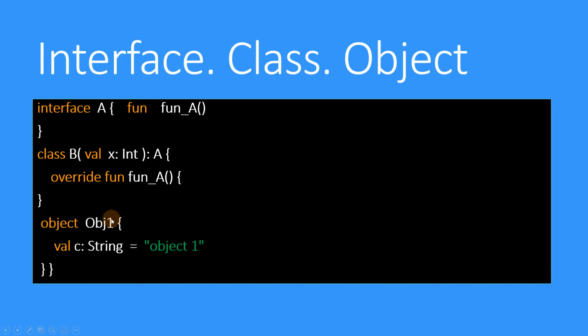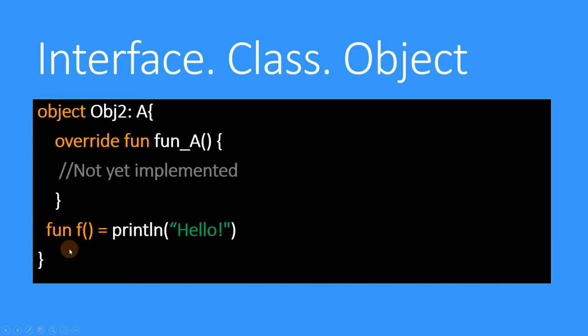And then inside of this class B, we have an object with the name obj1 and with a property of type String. And then here we have an independent object, not inside of any class, with the name obj2, which implements interface A.